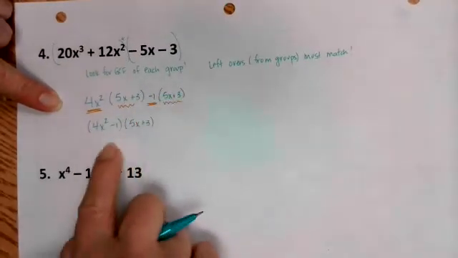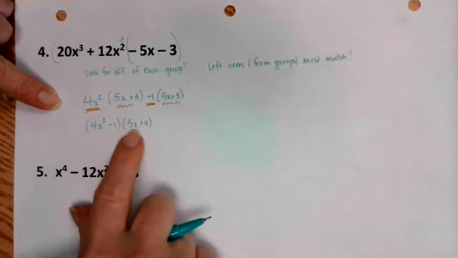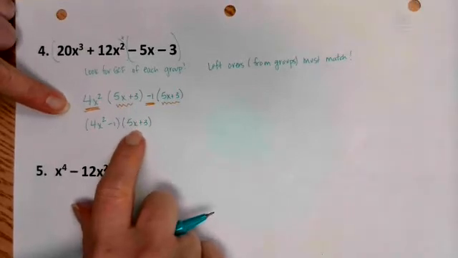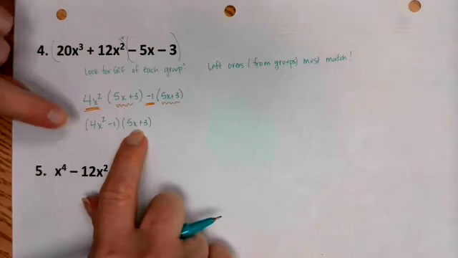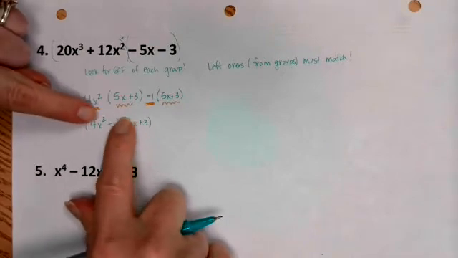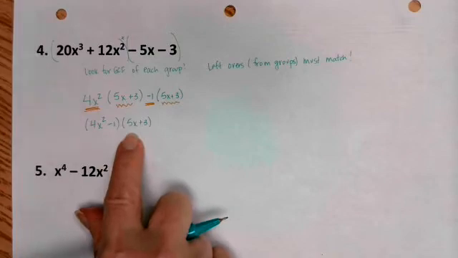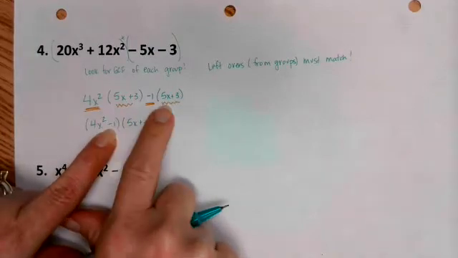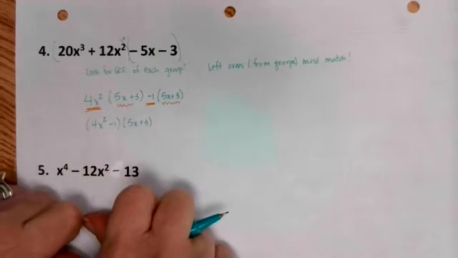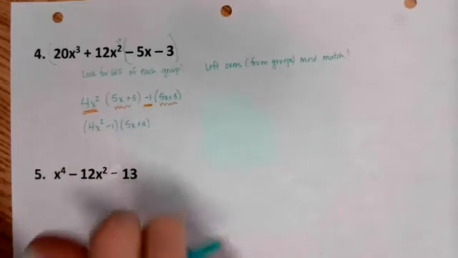If this makes you uncomfortable, why are there not 2 5x plus 3s? Please send me a message so I can explain to you why. But the coefficients go together, then I have 1 5x plus 3. Because I have 4x squared times 5x plus 3. And then I have a negative 1 times the 5x plus 3, which is what I have here. So looks like I'm done, but I'm not.